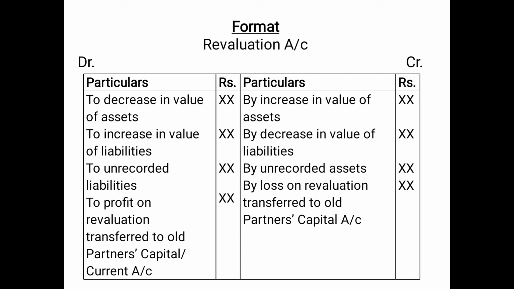And similarly, if the debit side is more than the credit side, it will be a loss. It will be shown on the credit side to balance both the sides equally, and it will be transferred to old partners' capital or current account depending on the capital method to be followed, in the old ratio. So this is the format of the revaluation account.